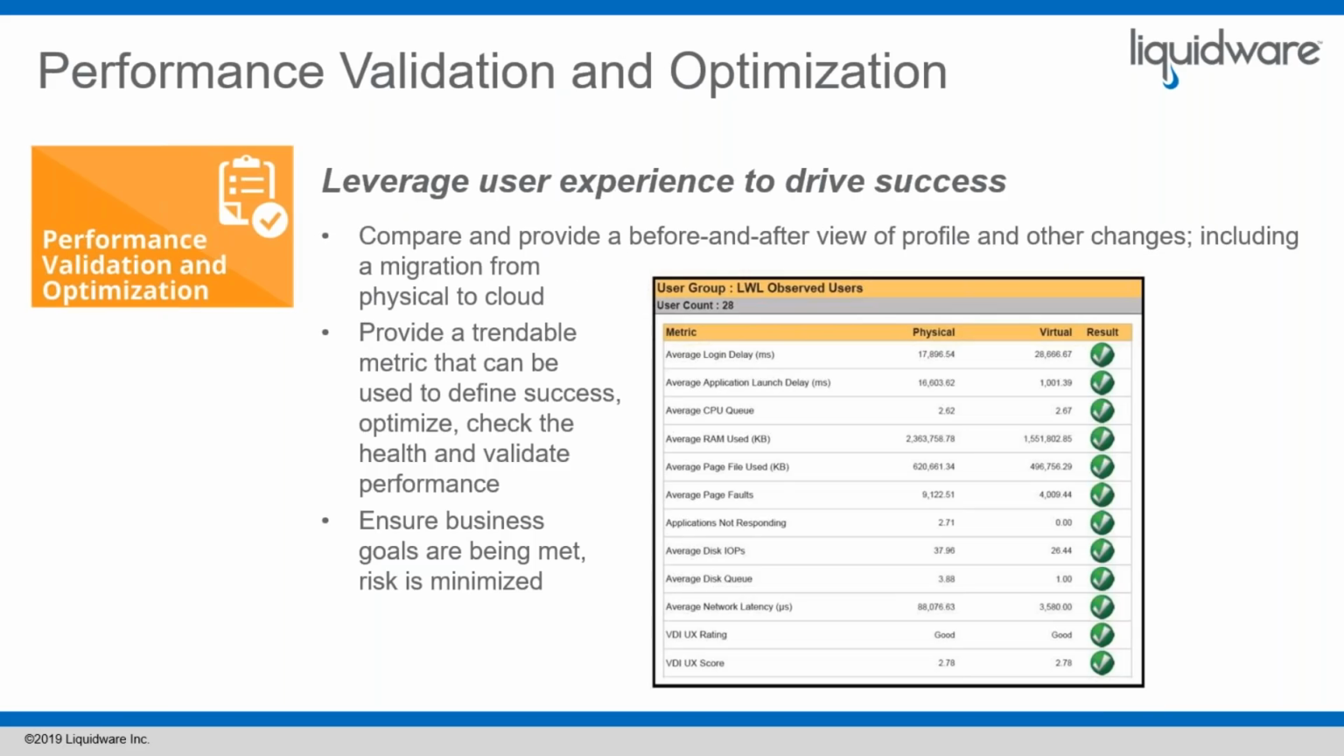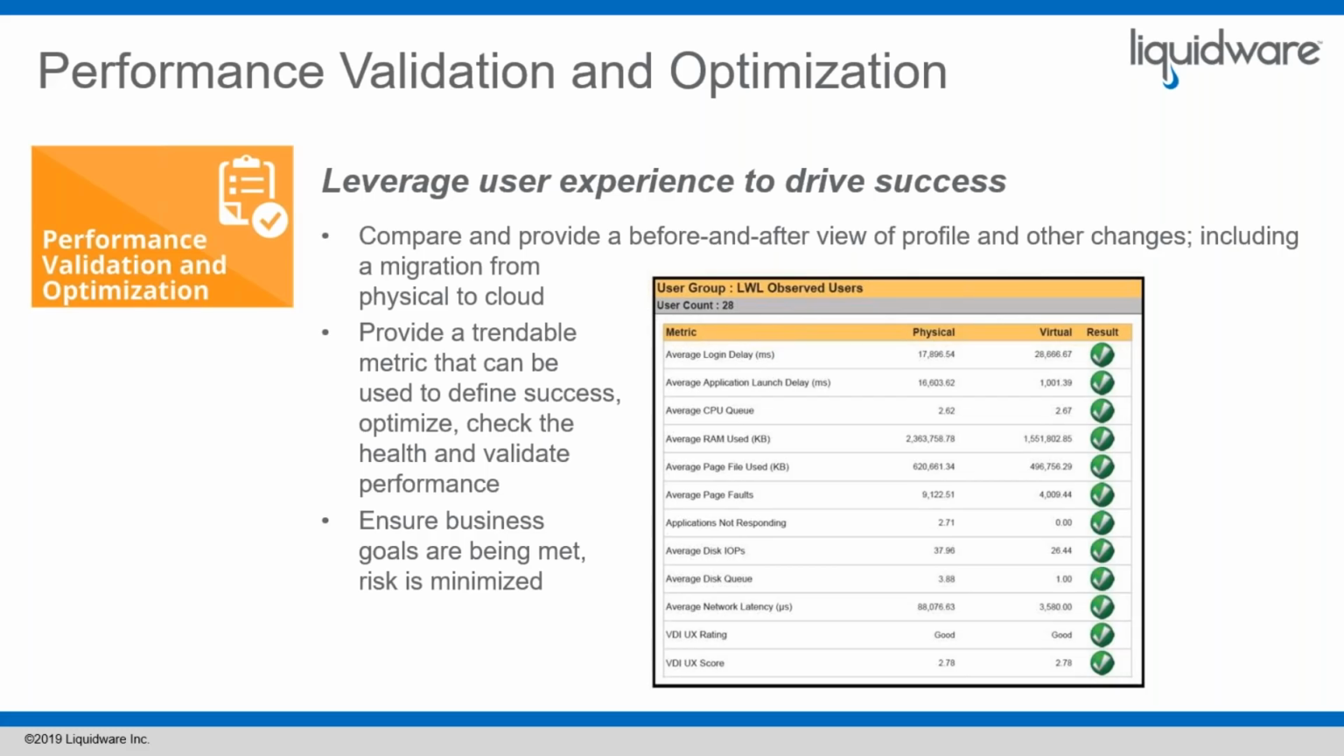Performance validation and optimization is another thing that we can provide. So I spoke about the way that Stratusphere can run in existing desktop environments. In this case, we're comparing a physical desktop environment on the screen against a virtual desktop environment that's being rolled out. You'll see that almost in every case, you're able to prove out that the metrics have improved across the board. Average login delay may be a little bit extended here, but the rest of the metrics prove out that the virtual desktop is by far the better experience across this specific group of users.